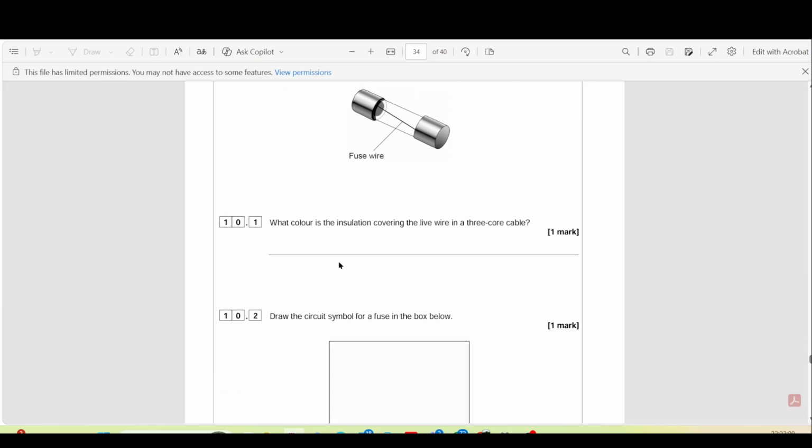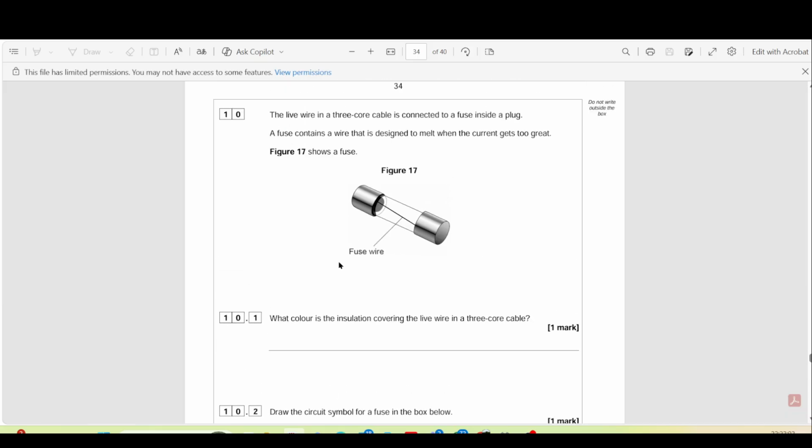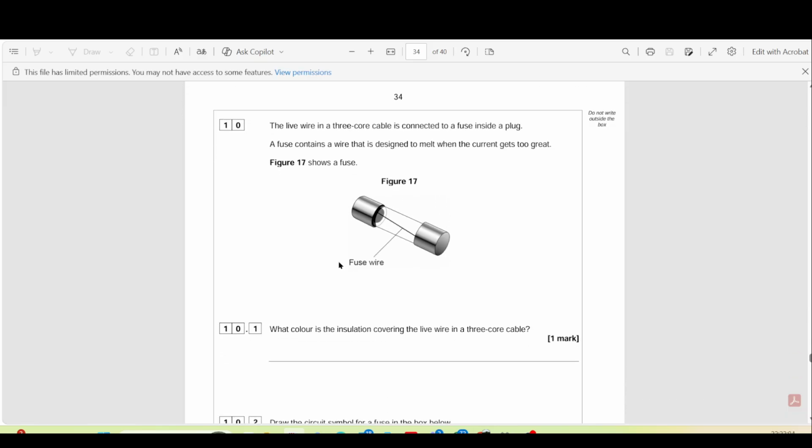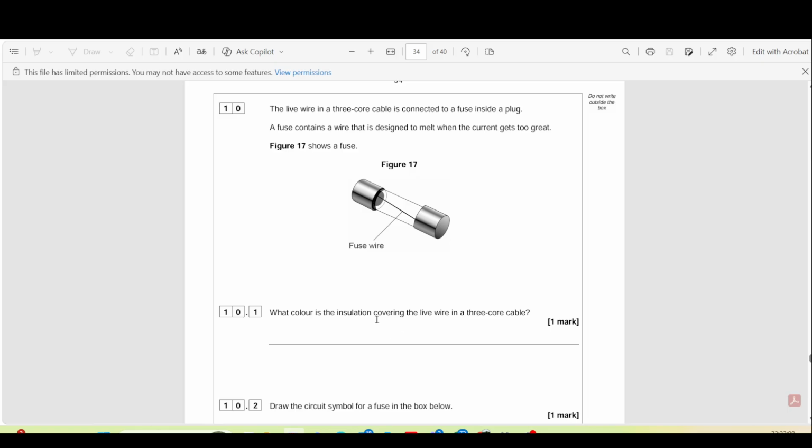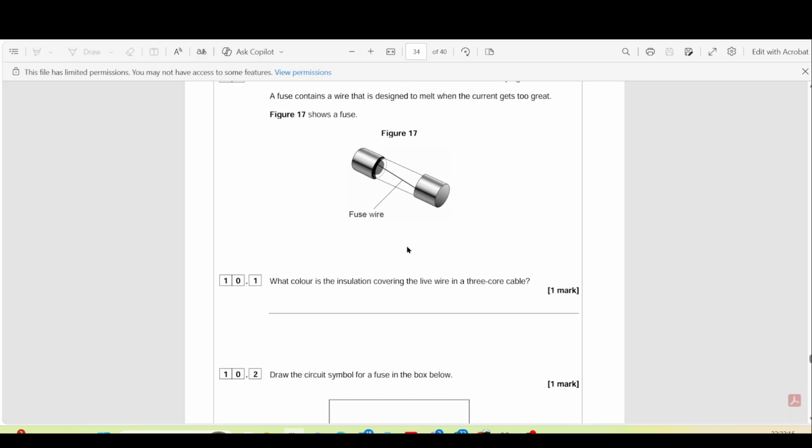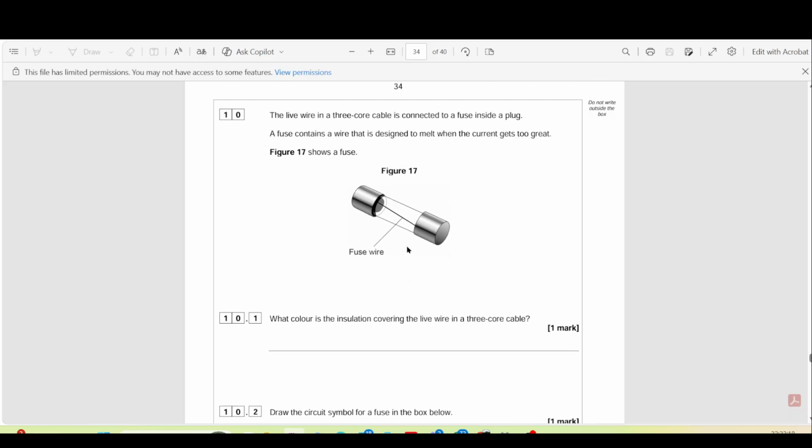Yep. Let's do number 10. What color is the insulation covering the live wire in a three core cable? The live wire cable is connected by a fuse inside a plug. Fuse contains a wire that is designed to melt when the current gets too great. What color is the insulation covering the live wire in a three core cable? Think. Is it brown? Yeah, it is.